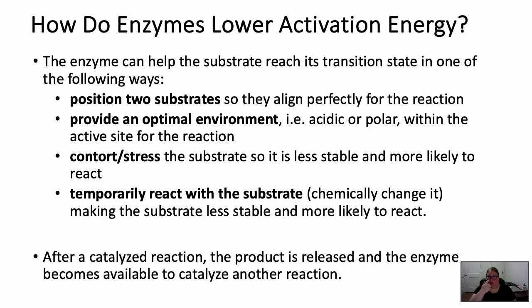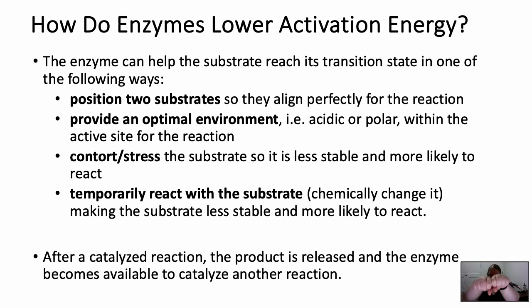Okay, so how do enzymes lower activation energy? Enzymes can lower activation energy in one of four ways. Okay, our enzymes can take two substrates. Enzymes are going to have little pockets where a substrate or a molecule will be able to sit. Each enzyme is specific for a specific substrate. A lot of enzymes can only do one thing. So it can take two separate substrates and bring them into contact with each other so they can position them so that the reaction can happen.